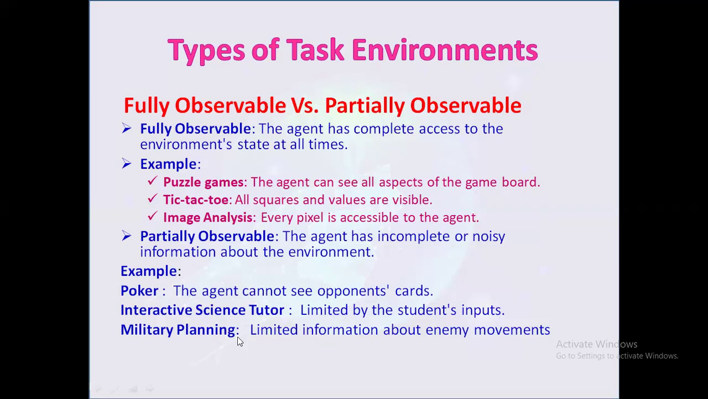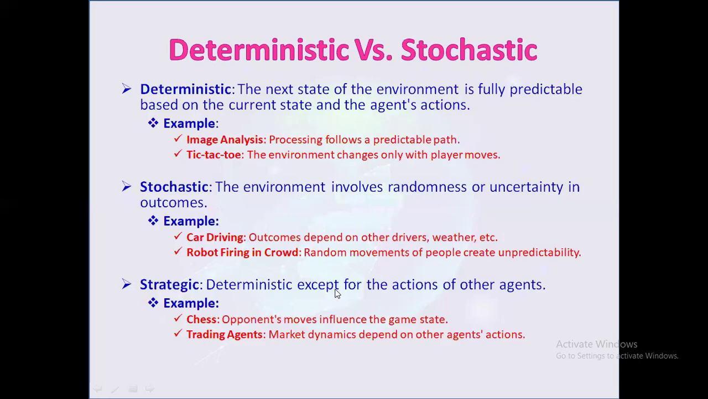The third example is military planning. In military planning, agents and strategists often have limited information about enemy movements, requiring them to make decisions based on incomplete intelligence or predictions about the opponent's actions. So, the distinction between fully and partially observable environments highlights the level of certainty or uncertainty the agent must navigate when making decisions. The next type is deterministic versus stochastic, and one more type is strategic.